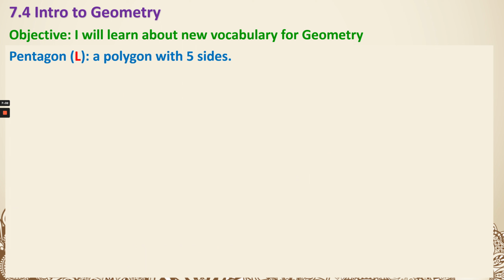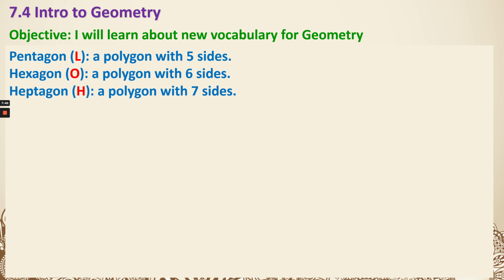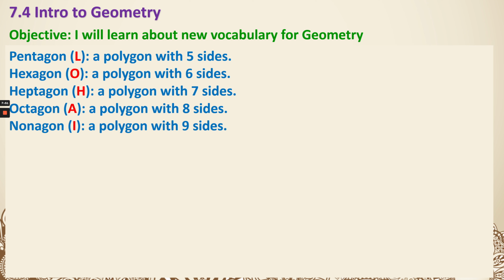Next, a group of shapes. Pentagon is matching with definition L, is a polygon with 5 sides. Hexagon matching with O, a polygon with 6 sides. Heptagon, H, matching with H, has 7 sides. Octagon matching with A has 8 sides. Nonagon matching with I with 9 sides. Decagon matching with U and is a polygon with 10 sides.